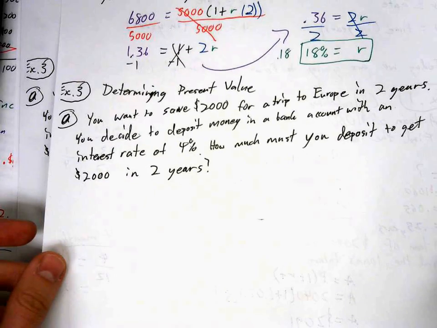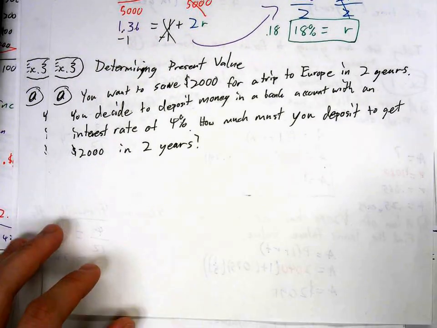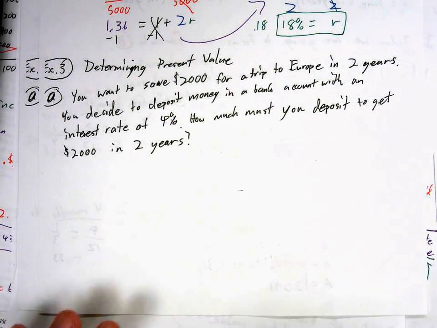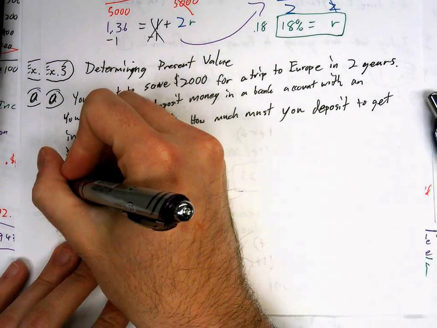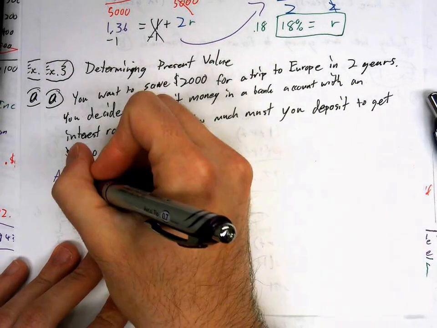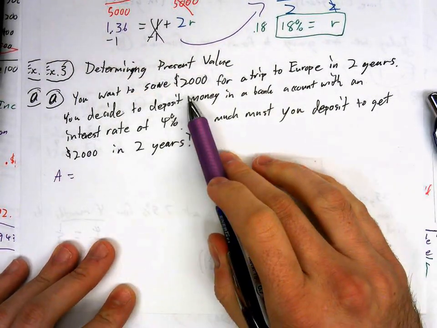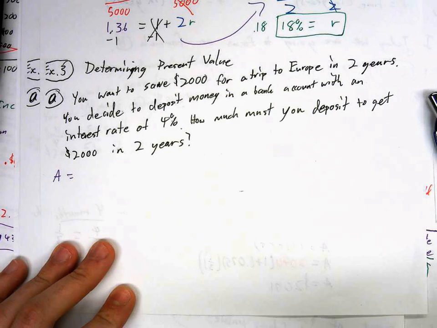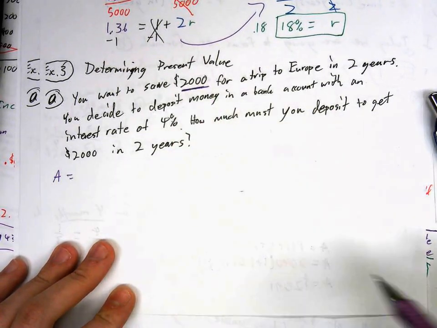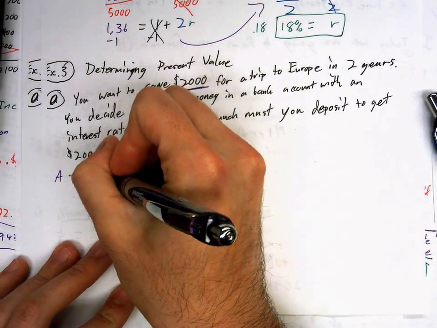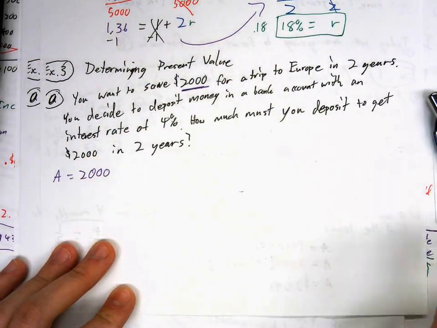Today we're kind of doing a similar thing, but it's actually almost a little bit easier. We're determining present value, which is also called the principal. So we still have those same values from the previous one. We still have our future value because we're told that we want to save $2,000 for a trip to Europe in 2 years. So that's going to end up being our future value right there. So our A for this will be 2,000.